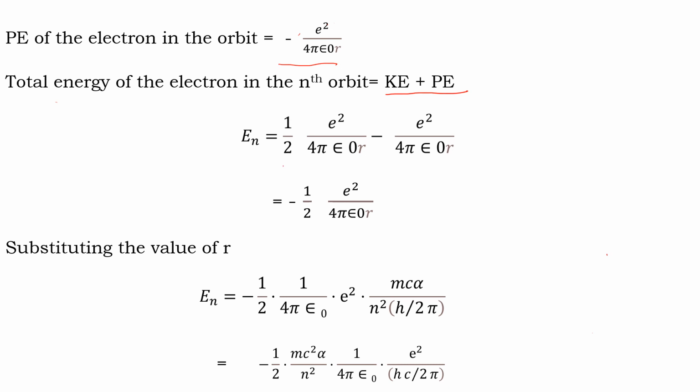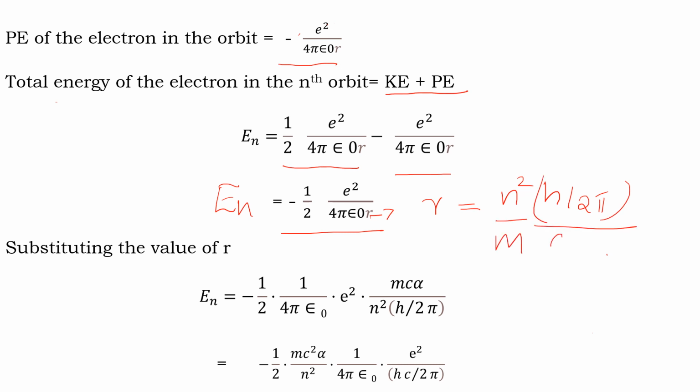That is, kinetic energy is half E square by 4 pi epsilon 0 R, and the potential energy is minus E square by 4 pi epsilon 0 R. Then the resultant energy of the electron in the nth orbit, En, is equal to minus half E square by 4 pi epsilon 0 R. Here, substituting the value of R, which we have already calculated, R is equal to n square h by 2 pi divided by m c alpha. This is the value of R.